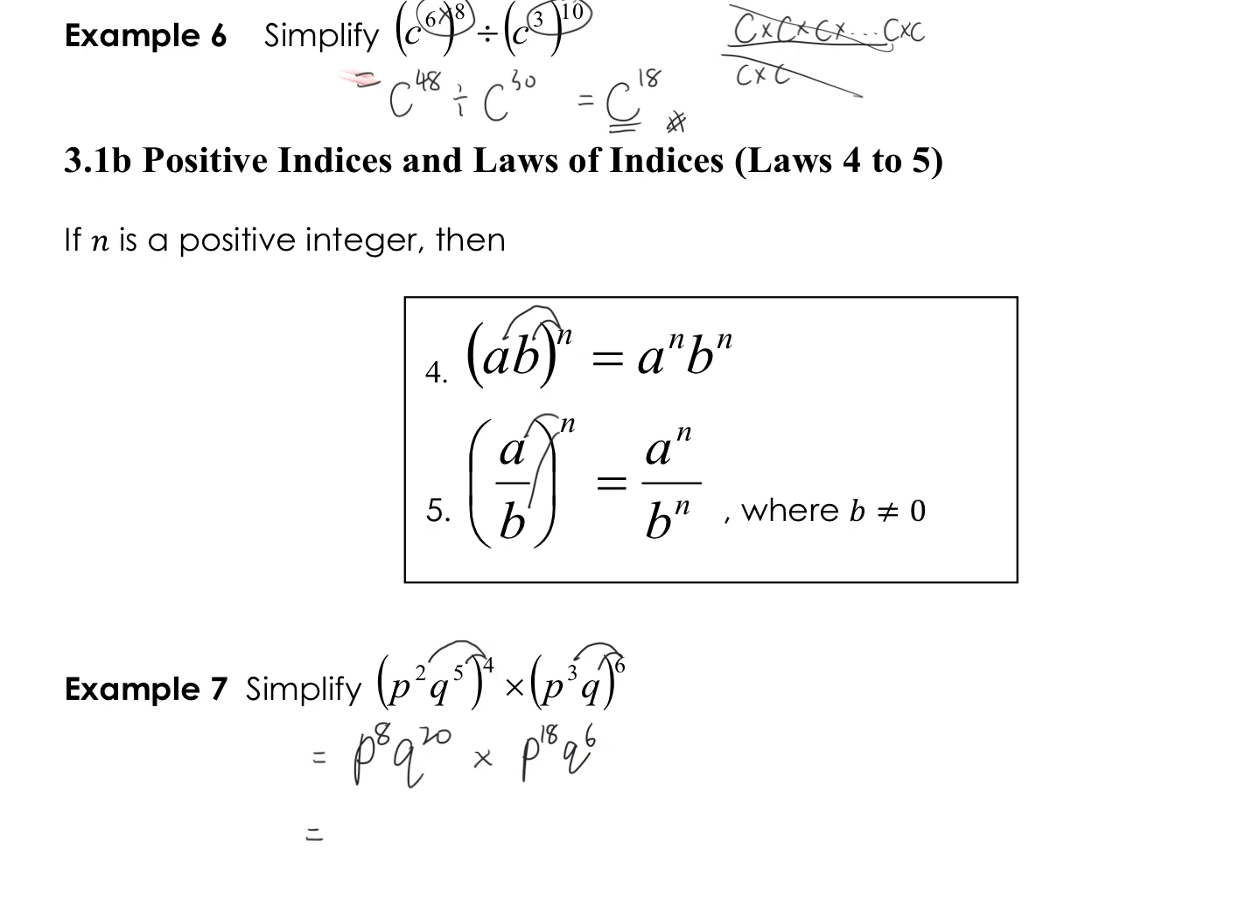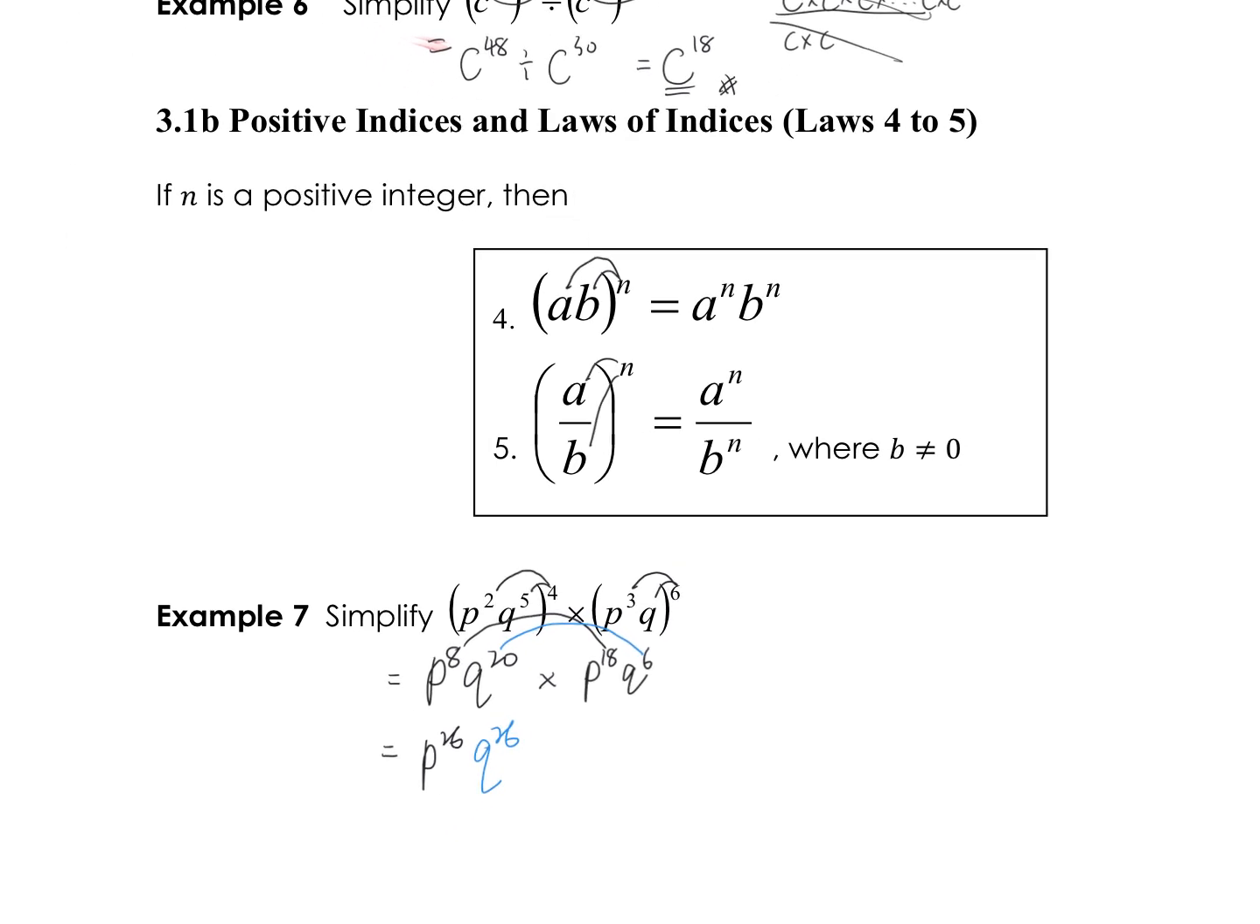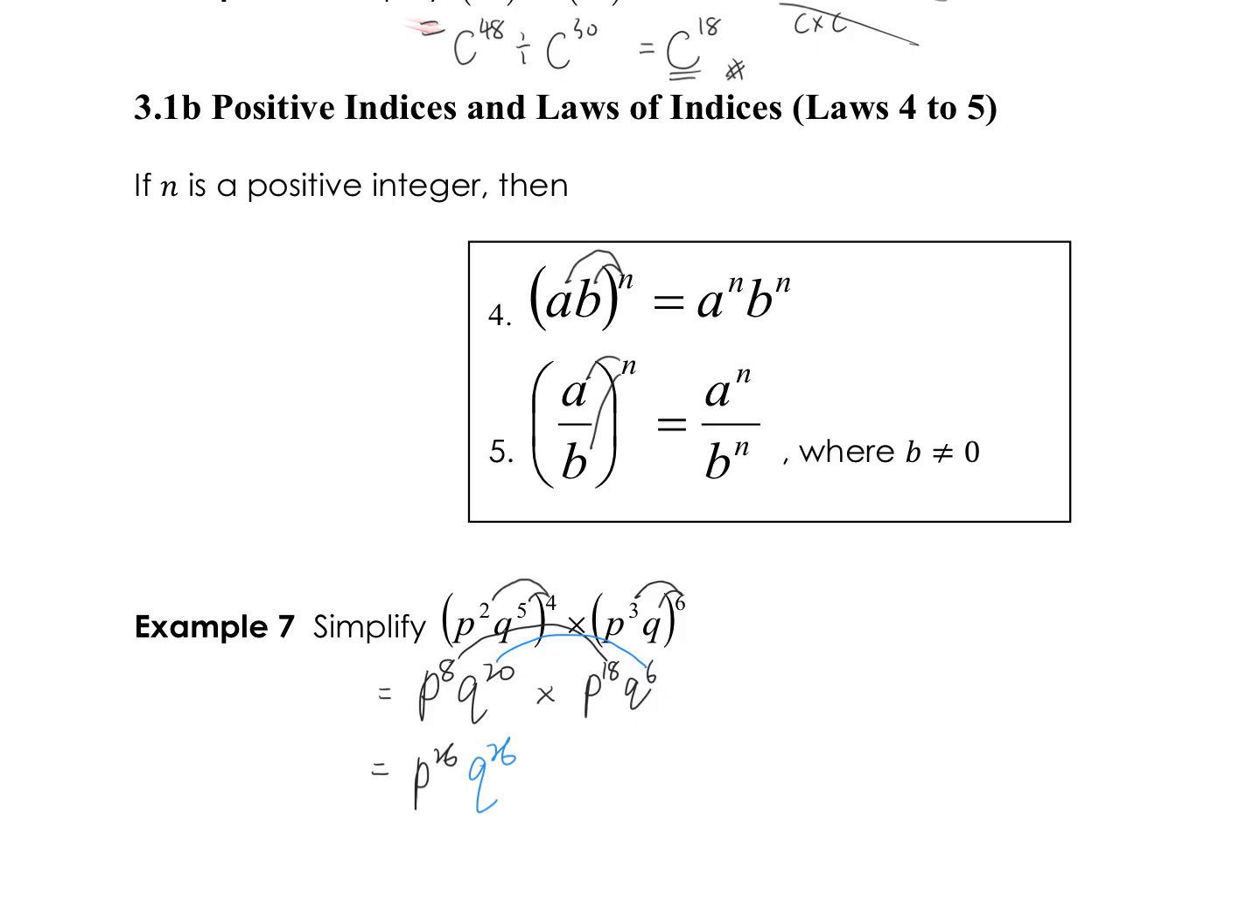Now it's multiply. What do you do to these two powers? You add. So it's 26. Same thing for this, Q 26. So it's just all the rules. Have it at the back of your mind. Not difficult, right? Easier said than done.